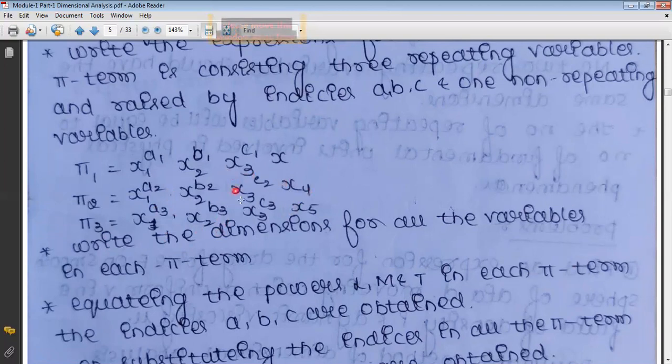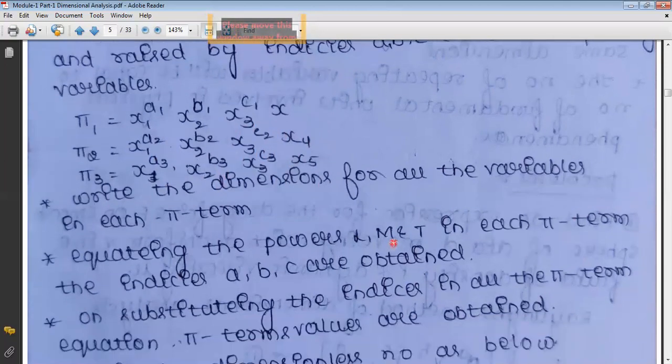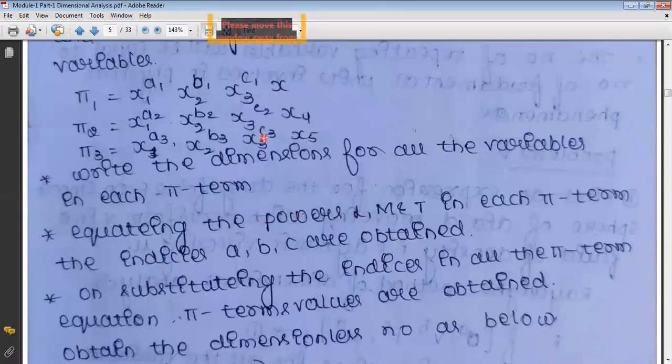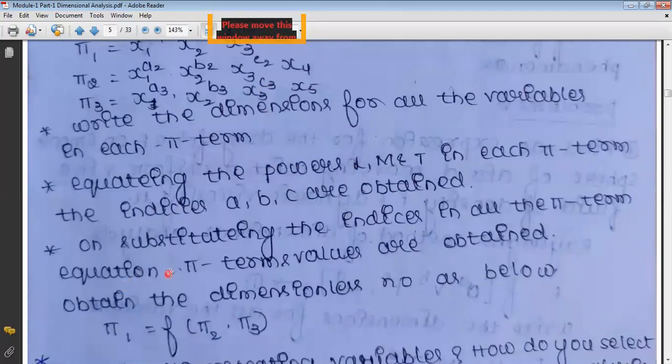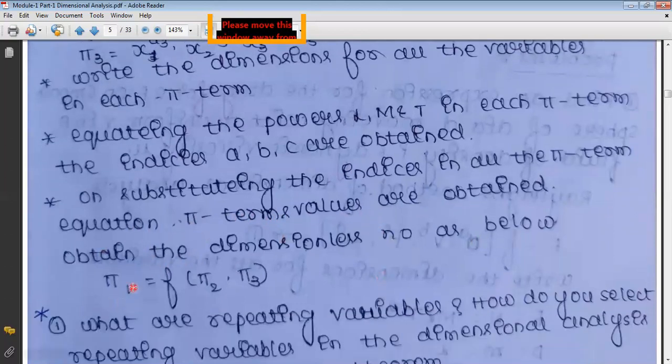Once you get the values, you back substitute the powers. After back substituting in all the 3 pi term equations, the pi term values are obtained. Obtain the dimensionless number as below, that is pi 1 is equal to a function of pi 2 comma pi 3. Okay, I hope you understood this.